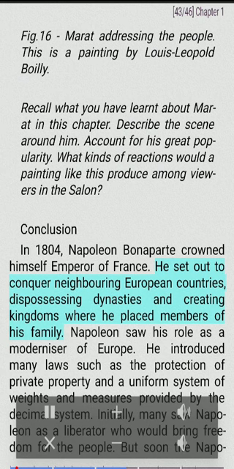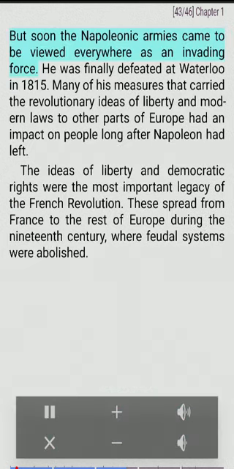Conclusion. In 1804, Napoleon Bonaparte crowned himself Emperor of France. He set out to conquer neighboring European countries, dispossessing dynasties and creating kingdoms where he placed members of his family. Napoleon saw his role as a modernizer of Europe. He introduced many laws such as the protection of private property and a uniform system of weights and measures provided by the decimal system. Initially, many saw Napoleon as a liberator who would bring freedom for the people.